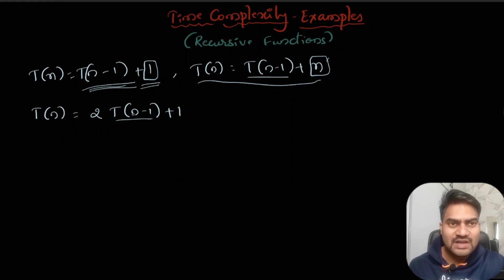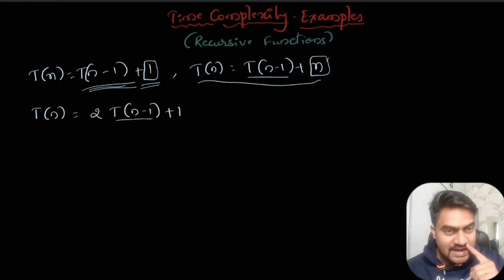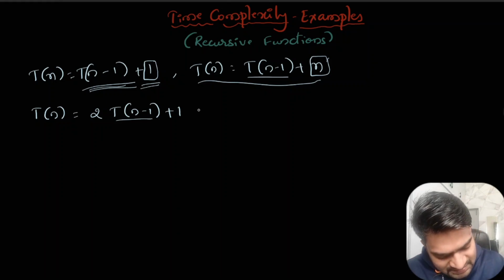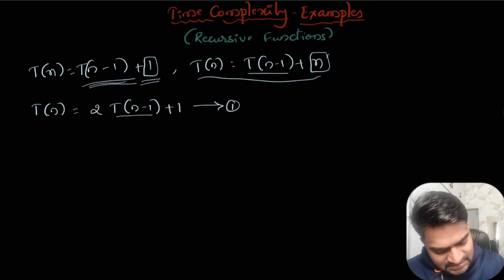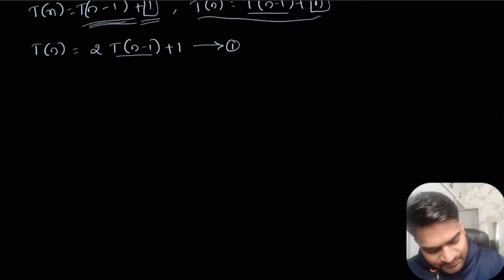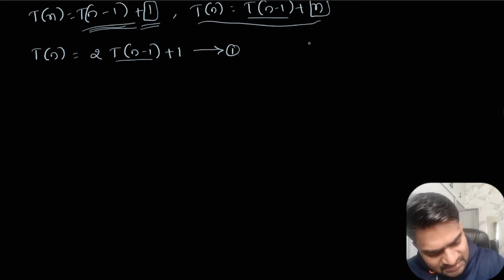So how to solve such equations? We will follow the same procedure. One is back substitution and another one is the recursion tree method. So we will start with back substitution. Let's call this one the first equation. Now for this computation we need T of n minus 1. So let us try to compute T of n minus 1.